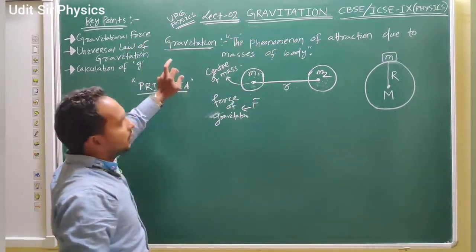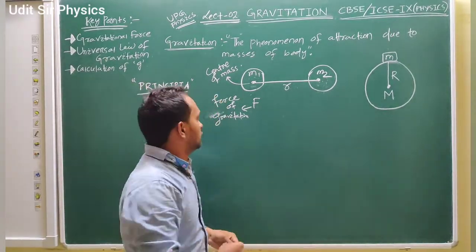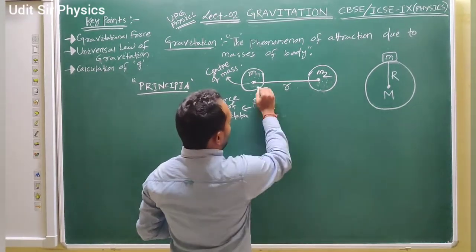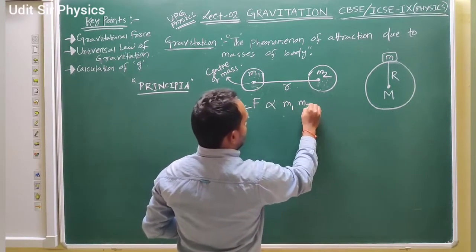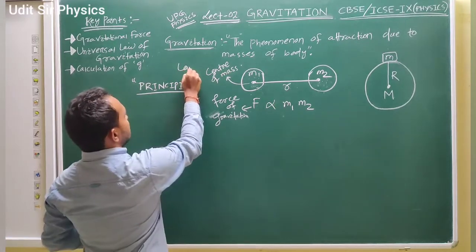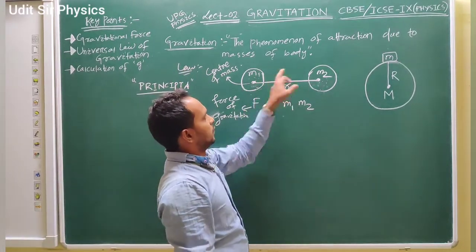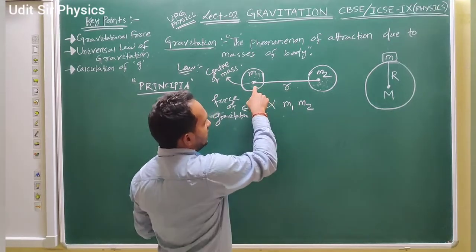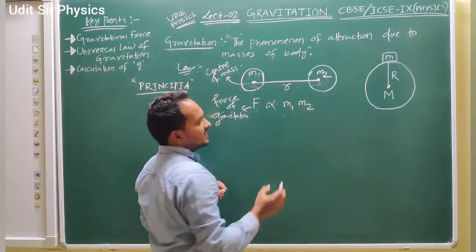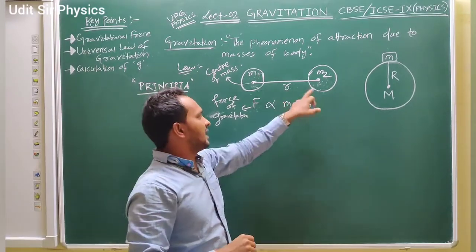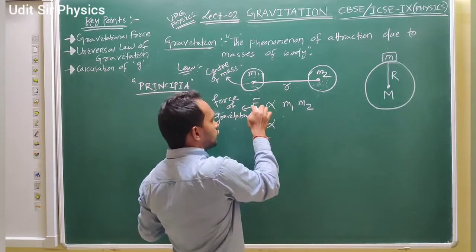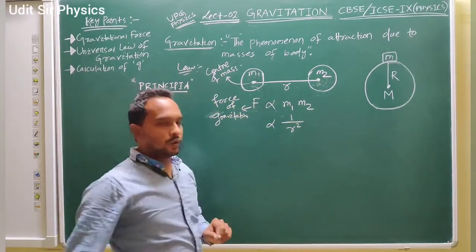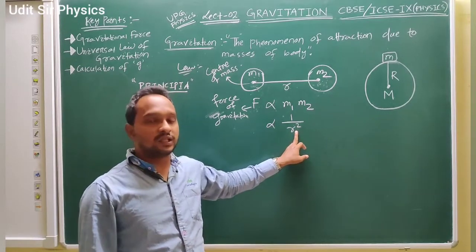Here the universal law of gravitation says, as Sir Isaac Newton mentioned, that the force of gravitation, or gravitational force, is directly proportional to the product of the two masses, M1 M2, and inversely proportional to the square of the distance between them.